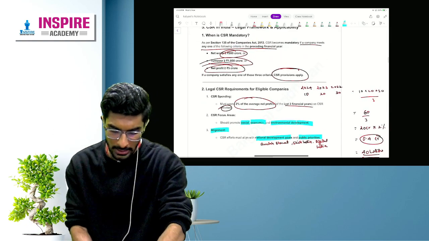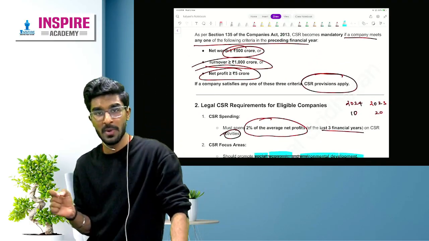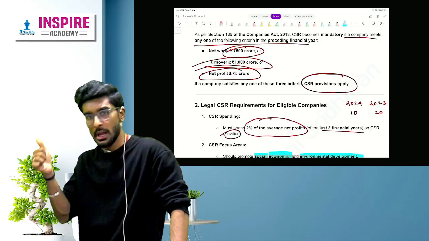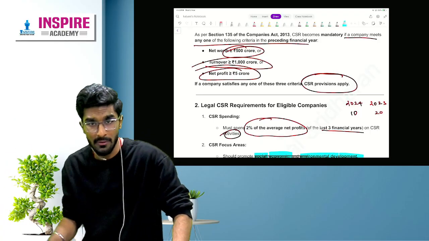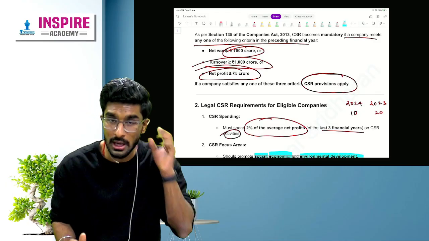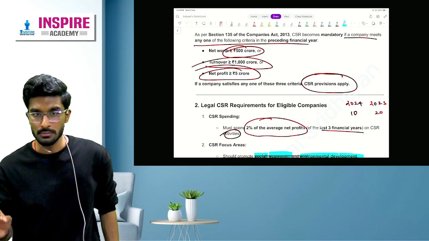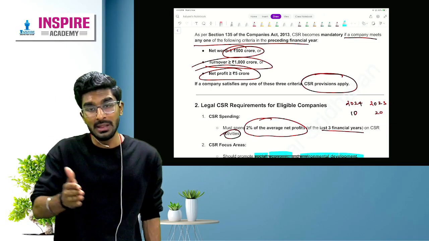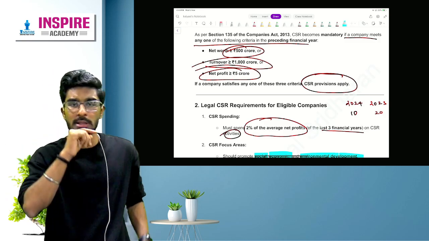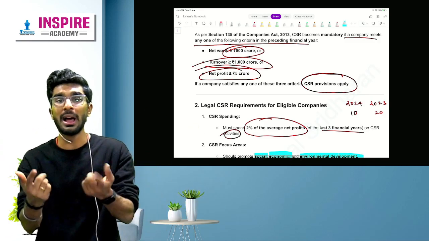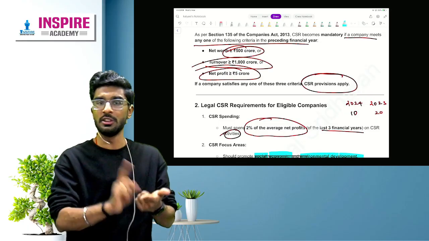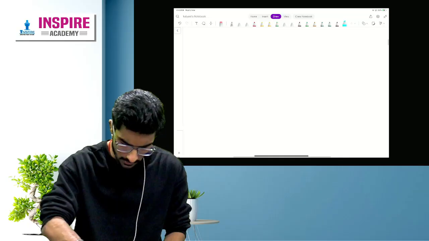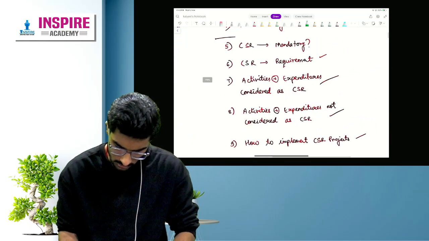So people, quickly tell me, to which company is CSR expenditure mandatory? Number 1, a company which has crossed the following thresholds in the last preceding financial year: net worth more than or equal to 500 CR, turnover more than or equal to 1000 CR, net profit more than or equal to 5 CR. So what is my requirement? 2% of the average net profit of the last 3 preceding financial years. Sir, what should be the focus area? Social, economic, and environmental. That should align with the national development goals like Skill India, Digital India, or Swachh Bharat. Very easy, people. Chalo. So we are done with this topic also.